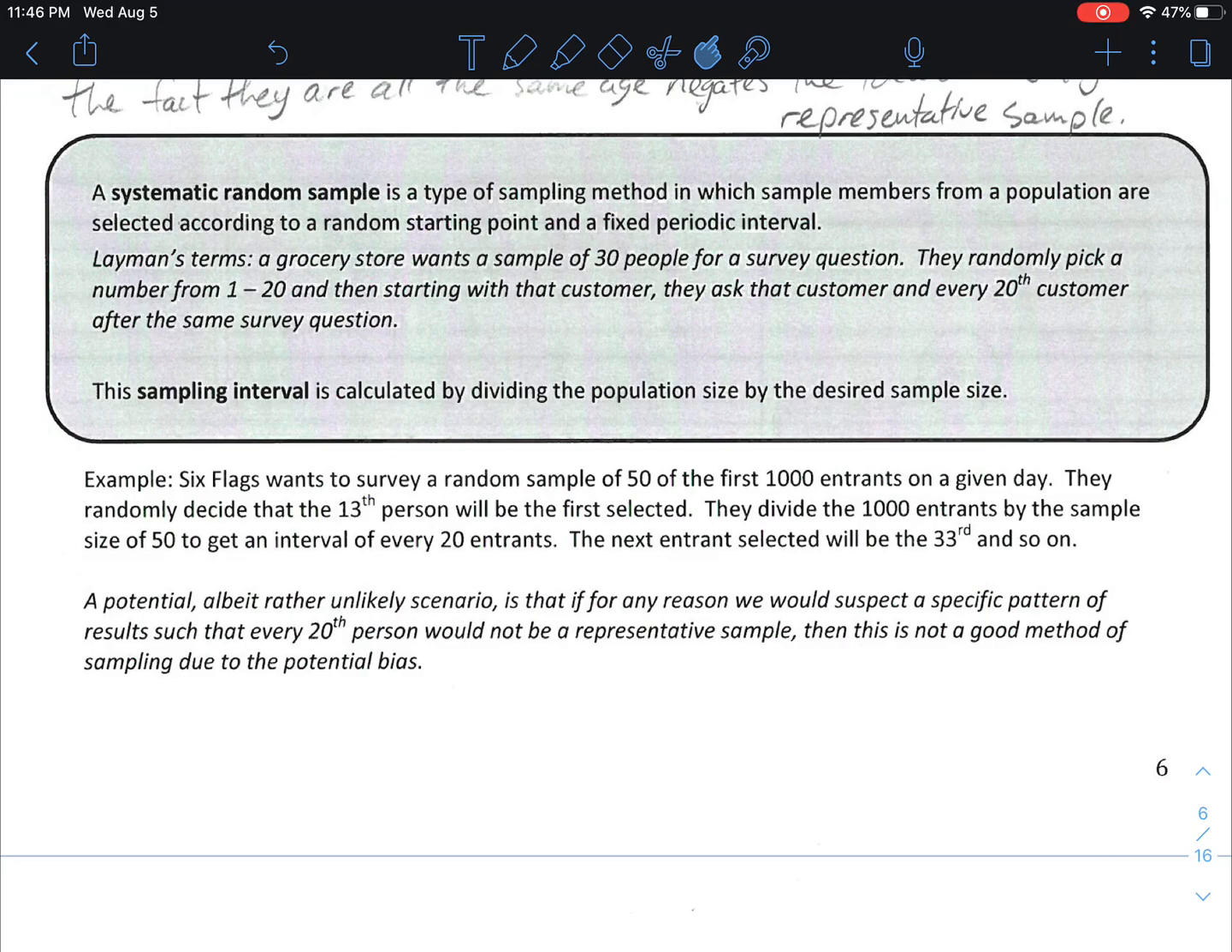Okay? And a potential, albeit rather unlikely scenario is that if for any reason we would expect a specific pattern or result such that every 20th person would not be a representative sample, then this might not be a good method of sampling due to the potential bias. So you would assume that every 20th person is just going to be a random person, right? And there's really not much you could predict about that, but maybe let's say it's a school bus day, like camps and stuff, and there's like 100 people on a bus, and every 20th person means that like 4 people in that sample are from the same school, the same age, the same population.